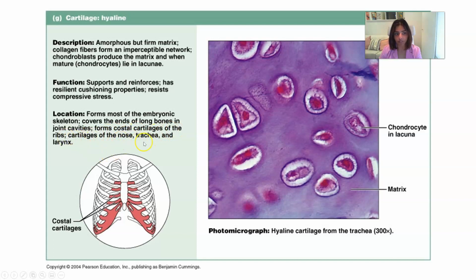and in the nose itself and the trachea, as I mentioned, and the larynx. So the costal cartilage, that makes sense, that terminology, because between the costal cartilage you have the intercostal muscles. So costal cartilage is at the front of the rib cage here and here. It's also found in the trachea, the larynx, the nose, and forms the embryonic skeleton. So please make sure that you note the key structures and the description about hyaline cartilage, and you know some examples of where it's located.